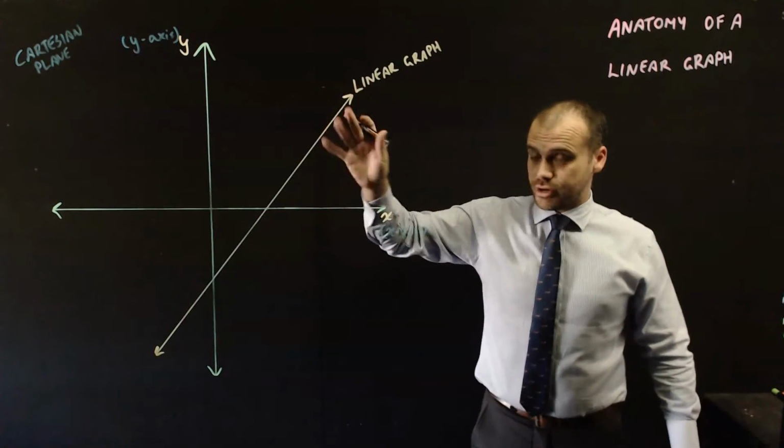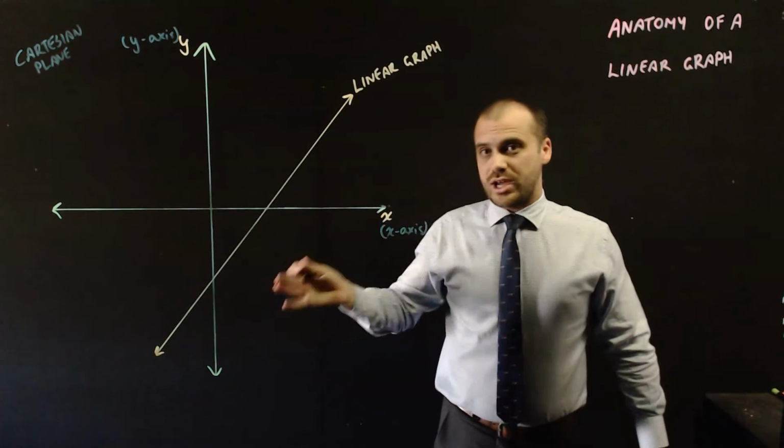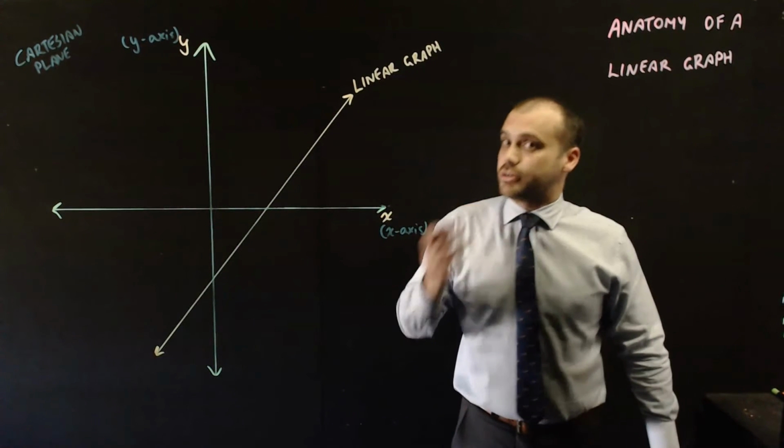This is a linear graph. I could have drawn any linear graph, but this is the one I chose to draw. The only thing it needs to be is a straight line. That's the only rule when it comes to a linear graph being a linear graph.